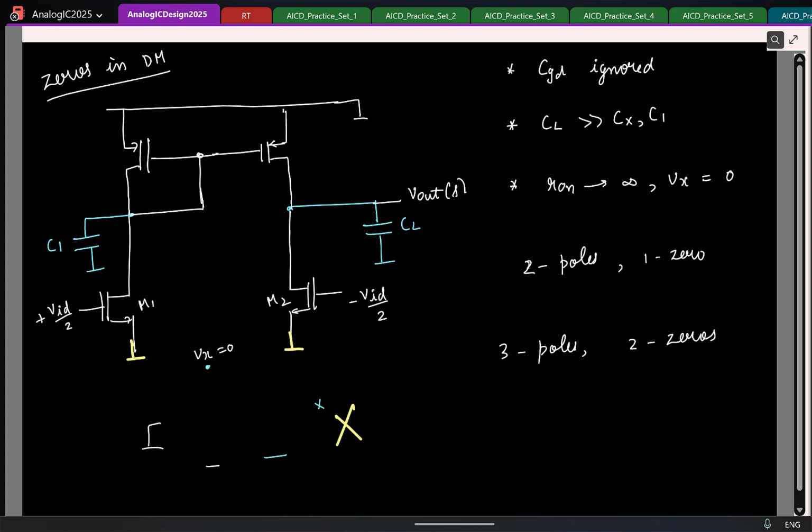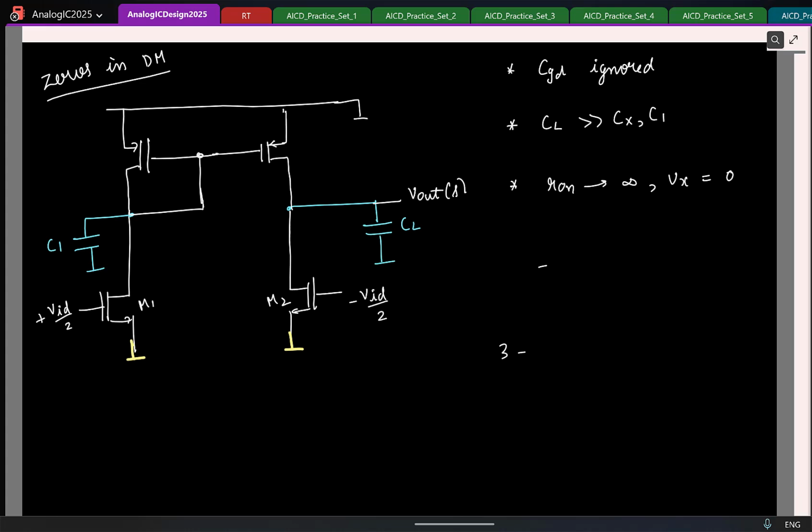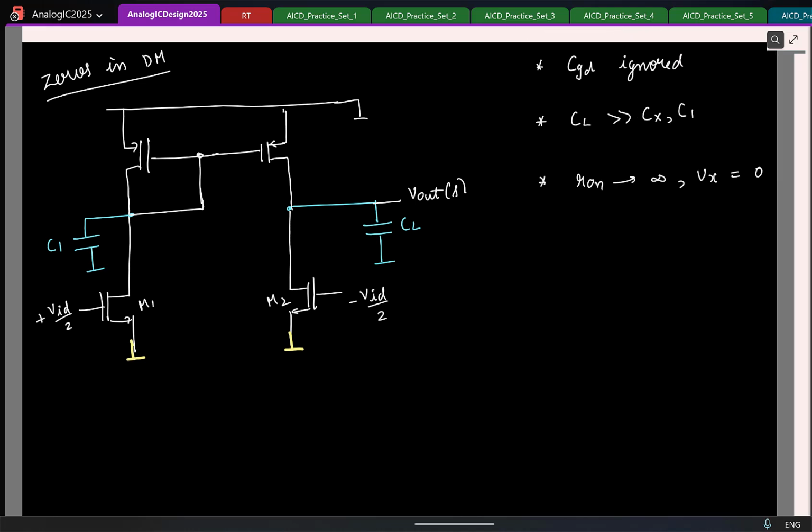So now I'll basically erase this because it is not relevant for us. So let's now compute the location of the zero. Again, how will you find the zero location here? Assume that Vout of S is 0 and then what do you do? Yeah, okay, we apply the KCL at this node.